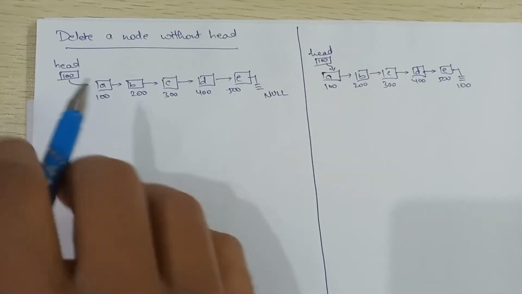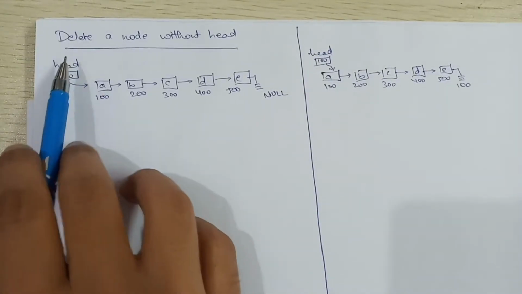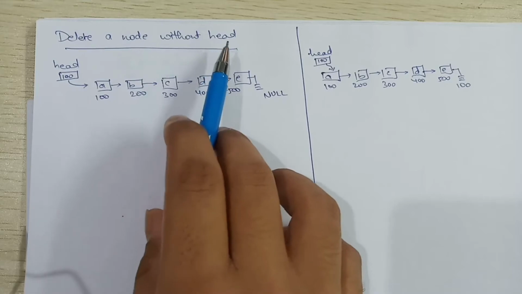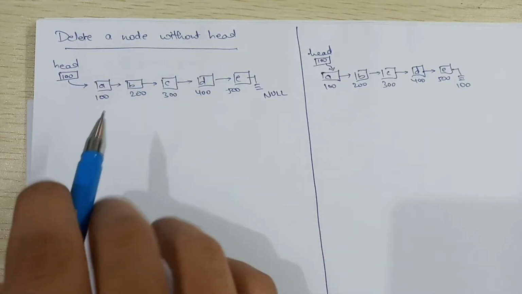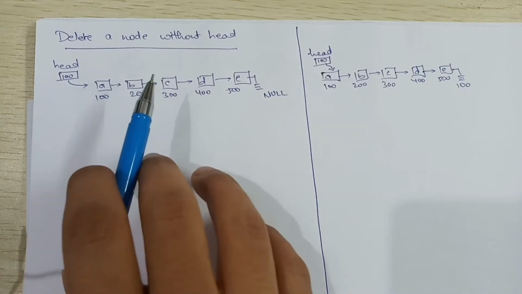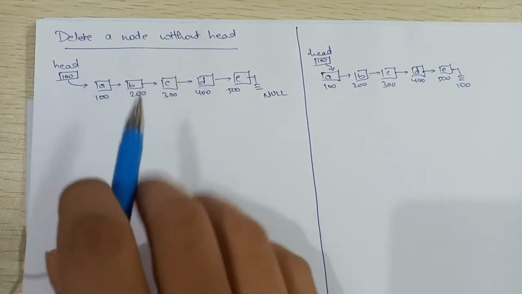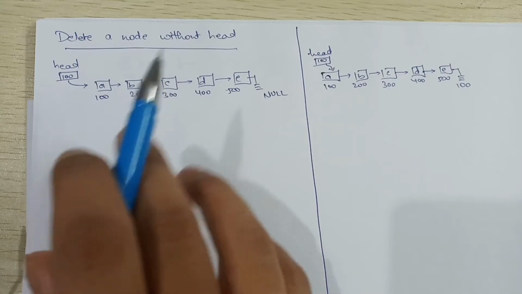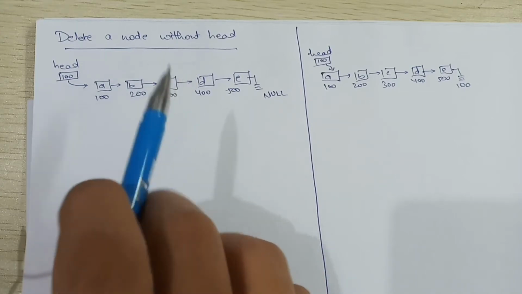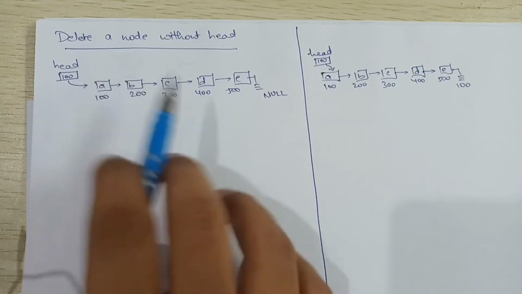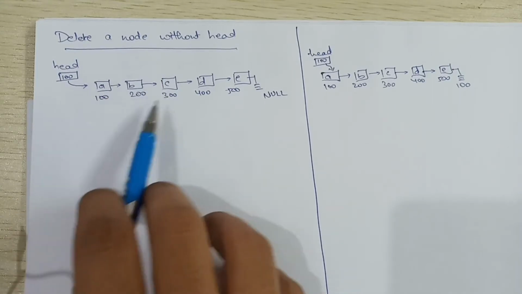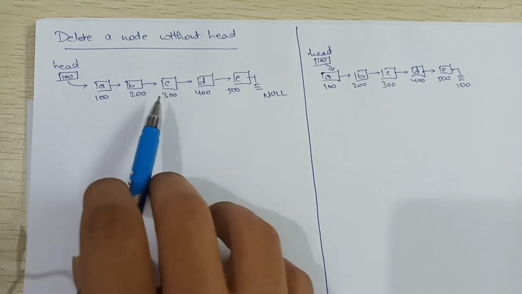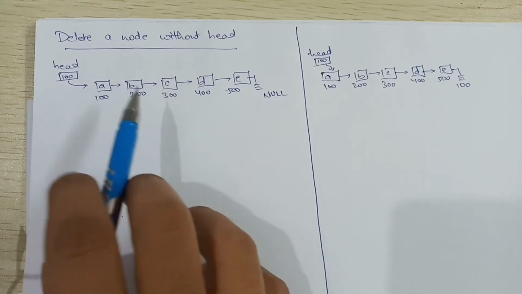In this video, let's solve a question which says delete a node without knowing the head pointer. So the problem statement is like this. An address of a node of a linked list is given to you and you have to delete that node, but the thing is, the head pointer is not given to you. The address of the first node is not known to you. Only the address of a node from the linked list is given to you and you have to delete that node.